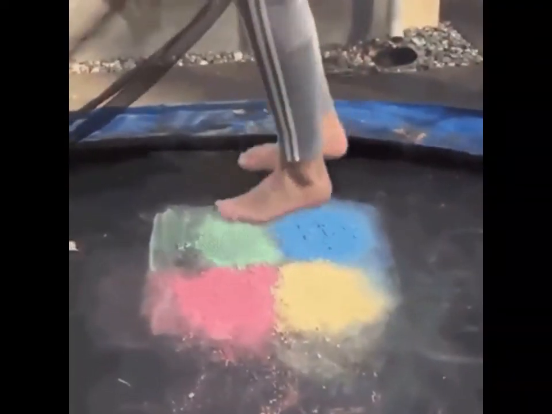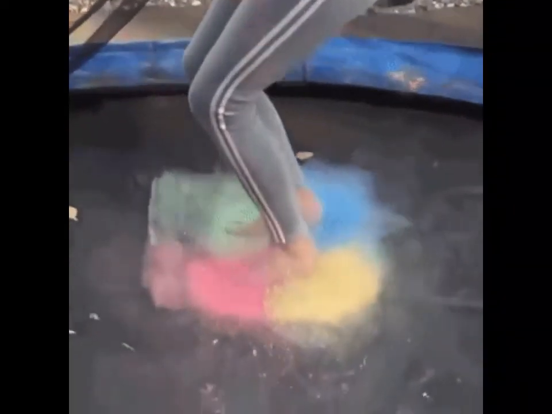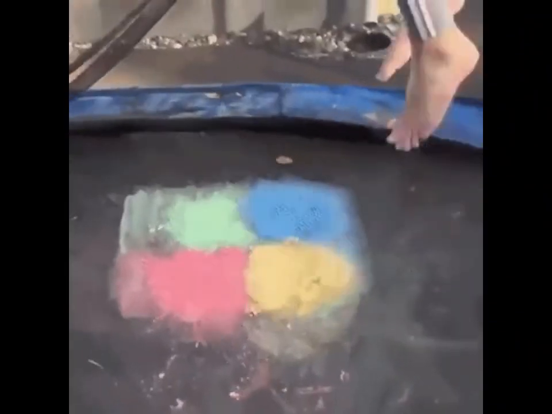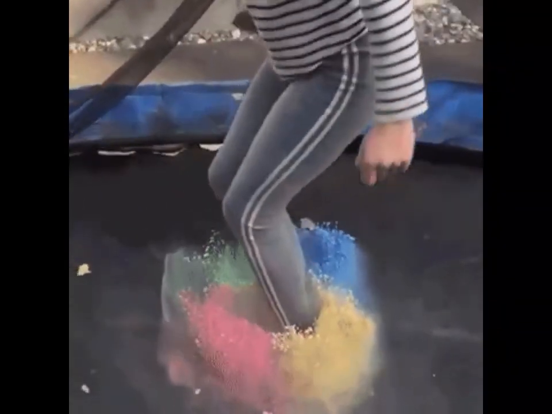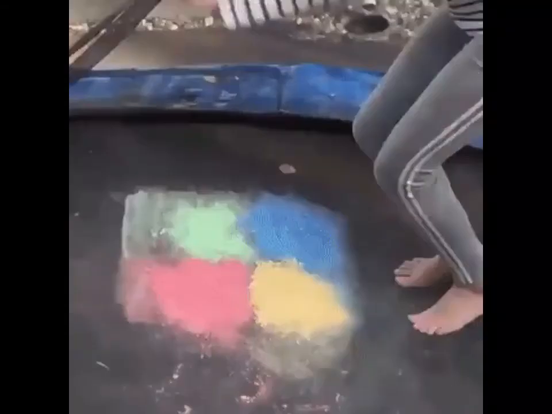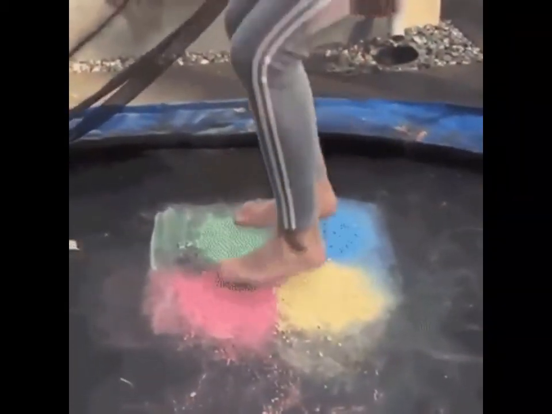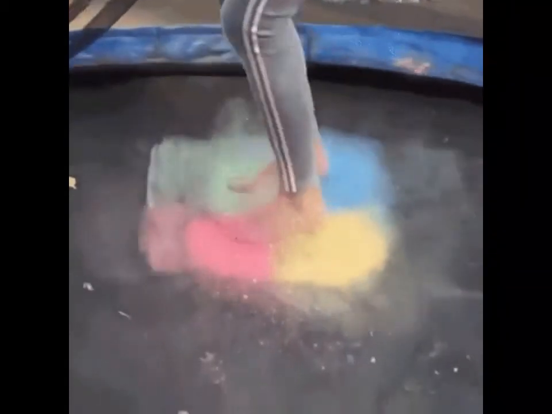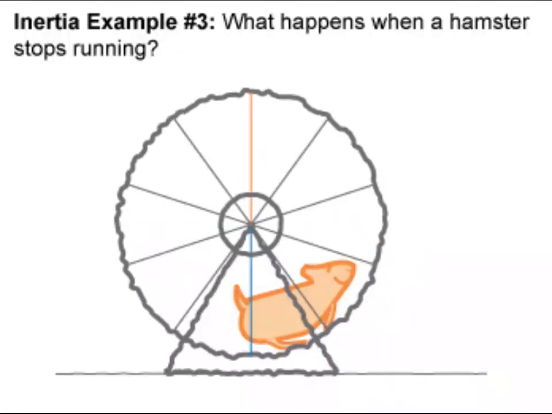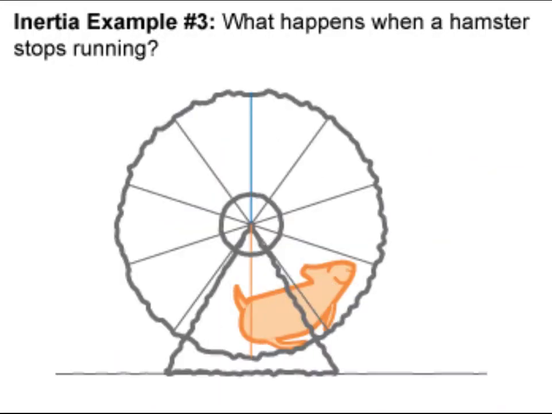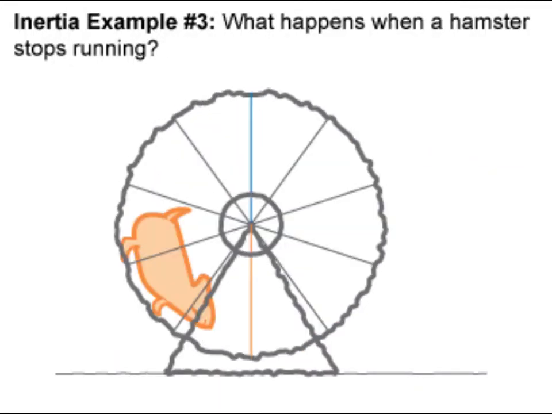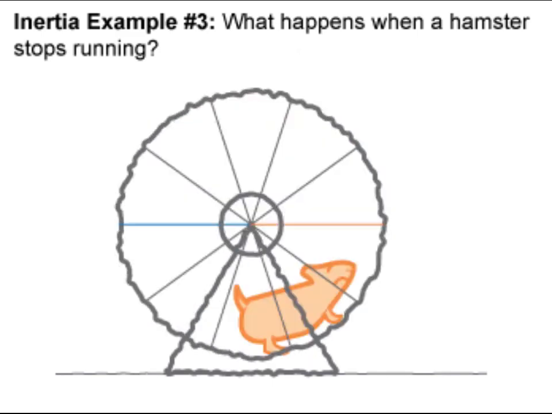I like this. He put colored chalk on a trampoline and jumps on it, and you see for a brief moment, the chalk kind of stays in the air before gravity pushes it down. So inertia's got a lot of cool things that it does. Poor hamster here wants to get off the wheel, but the wheel's still spinning, so yeah, he starts spinning with it.